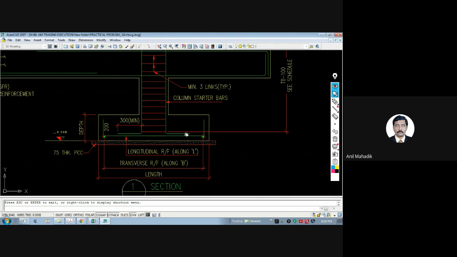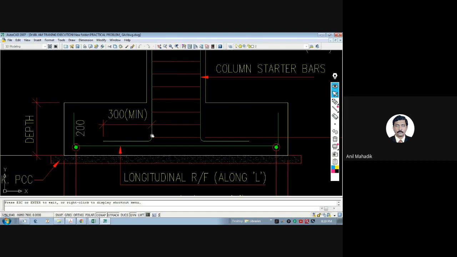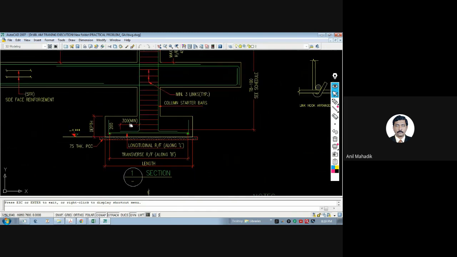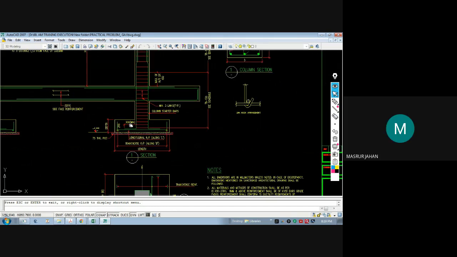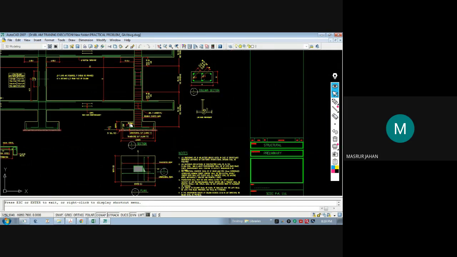And we start our column from the footing. All of you know this: the main reinforcement of the column starts from the footing. And we also take this L of the footing, the column reinforcement, as 300 minimum. So can you understand these drawings, the section of the footing? Does everyone understand? Yes, sir.